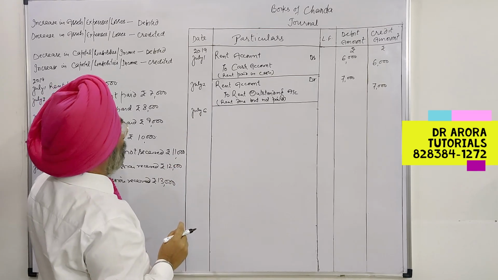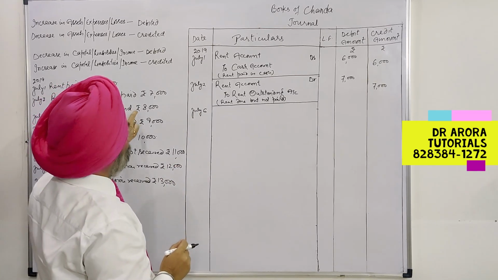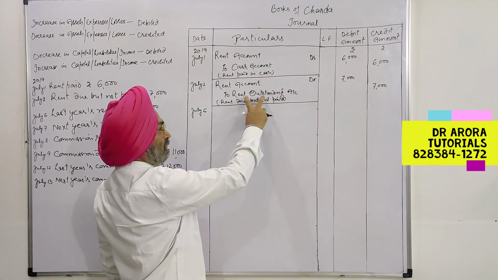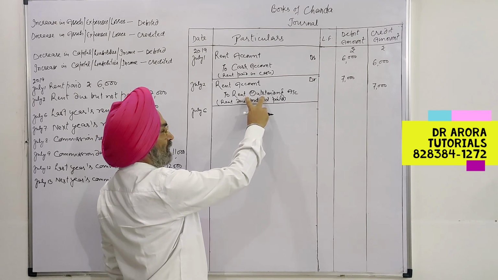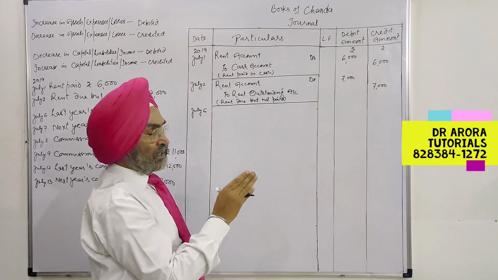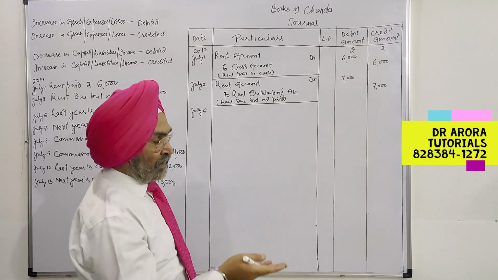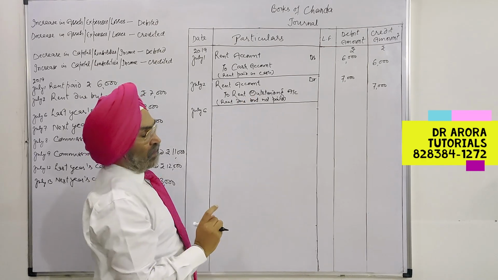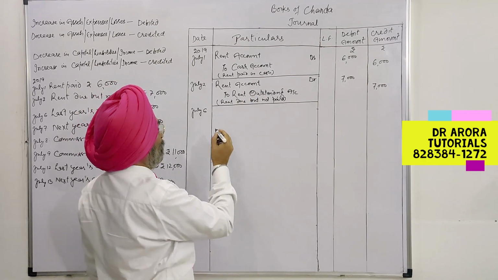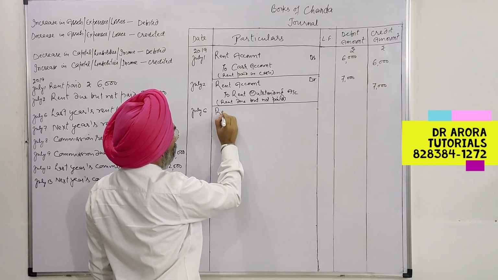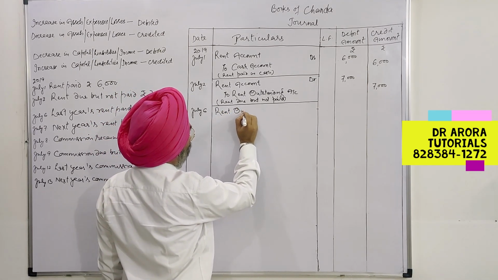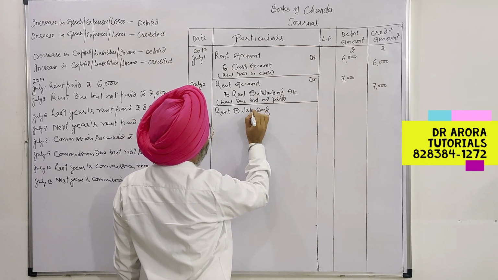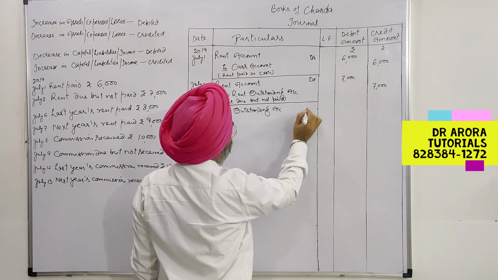Last year's rent paid. Last year we must have passed this very entry, and this amount must have been shown as a liability last year, and those liabilities are carried forward to the succeeding years also. Until you pay those amounts, those will stand in the books. So when last year's rent is paid, it will be rent outstanding account debit, because this is a decrease in a liability. It is last year's rent.